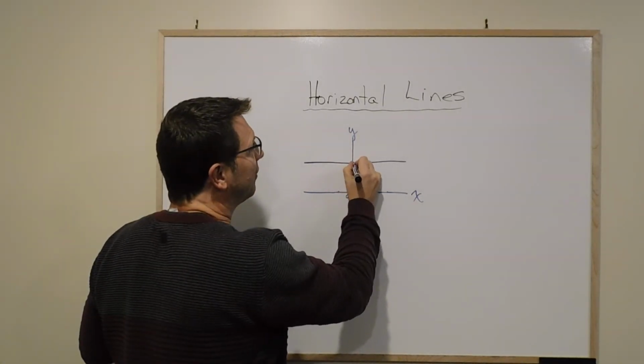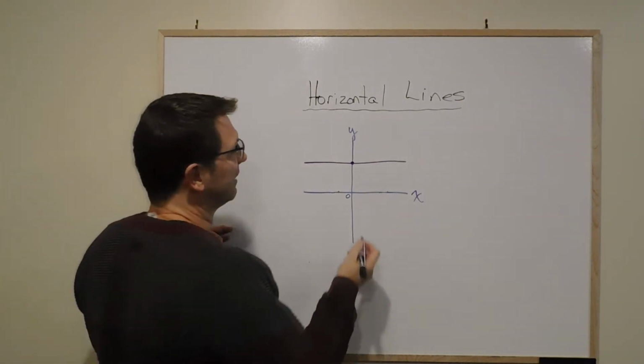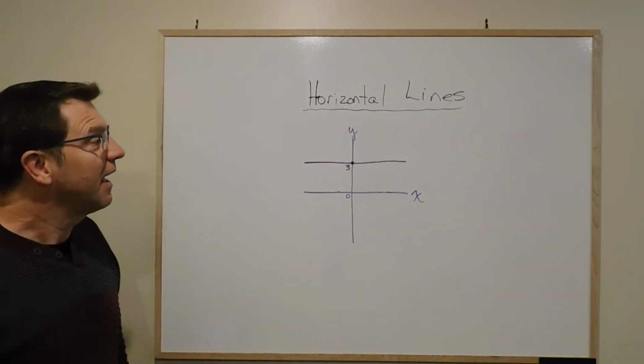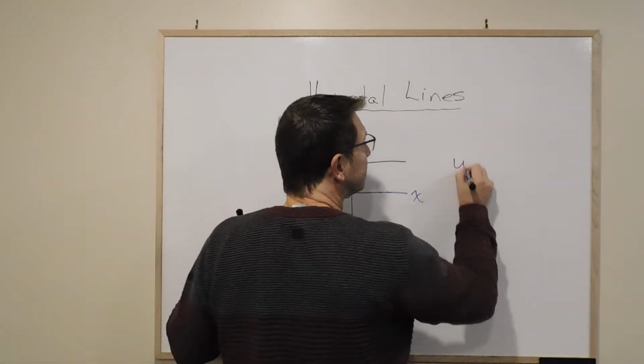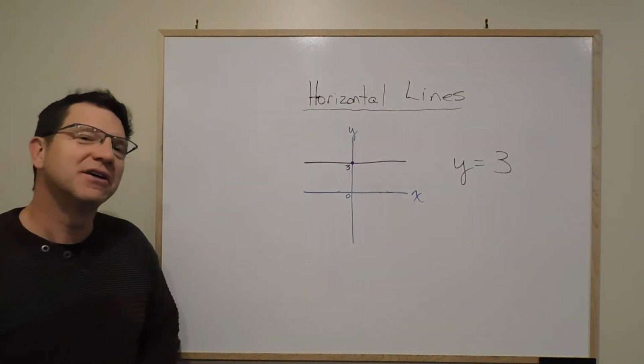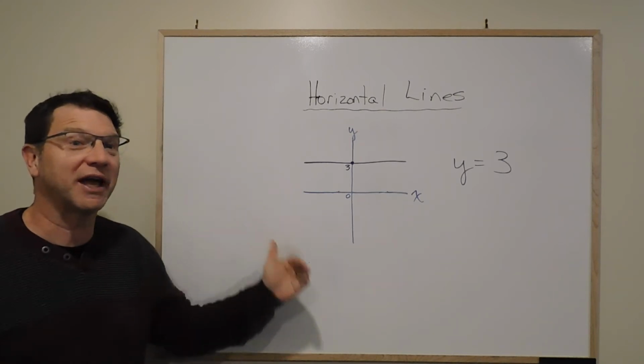In fact, it will though cross the y-axis. Let's say again it crosses at, I don't know, 3. Let's say this crosses at 3, okay? Then it would be y equals 3. And just like the vertical lines, there's no x value, there's no two variables, it's a special case.